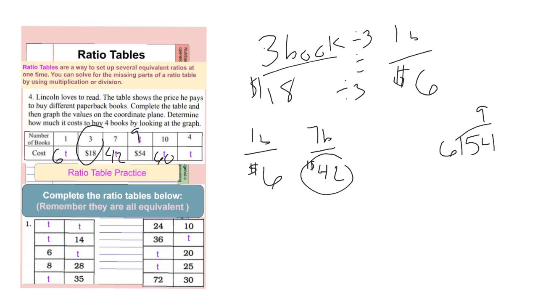And then the last part here is we have 4 books. So 4 books, we know that they're $6 a piece. So 4 times 6 is $24. So it would be $24 for 4 books.